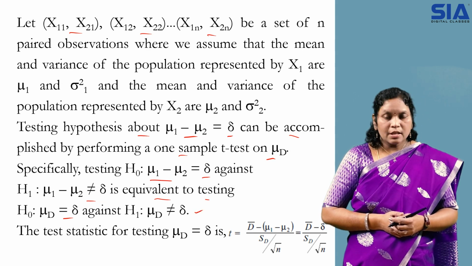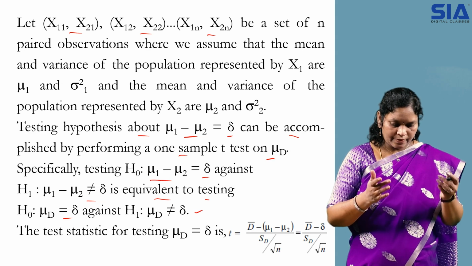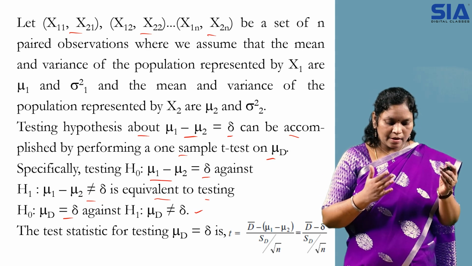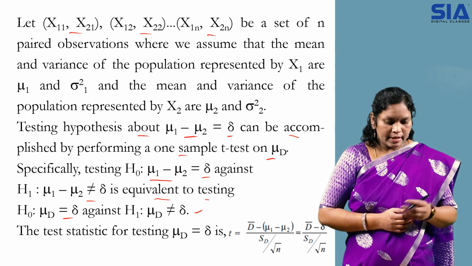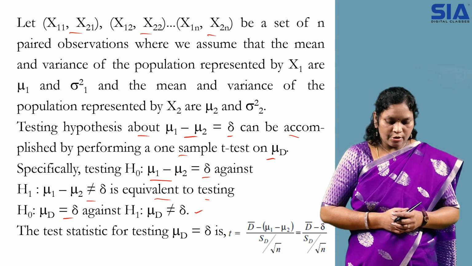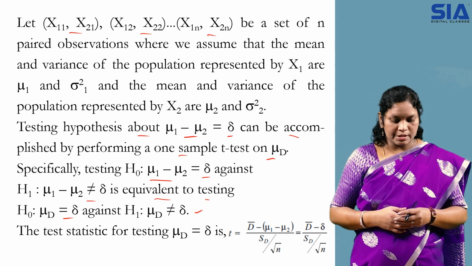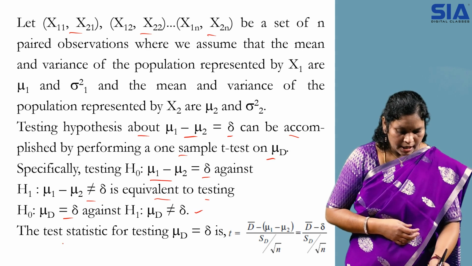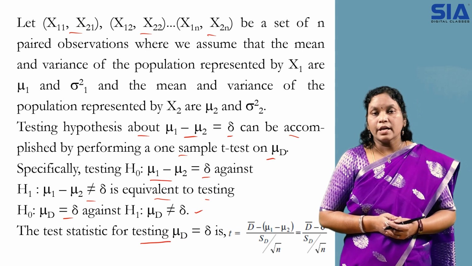So I am considering one value here, taking the subtraction, and whenever we have mu d directly, this is how the testing of hypothesis goes on, that is H0 against H1, with those values considered here. Now check it out: whenever we consider those H0 and H1 conditions, what happens to the test statistic? Let us check it out here. The test statistic for testing mu d is equal to delta.